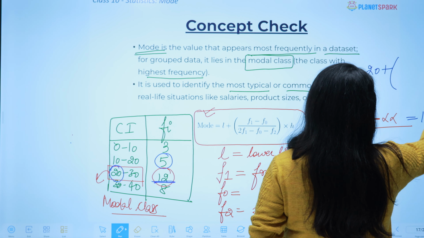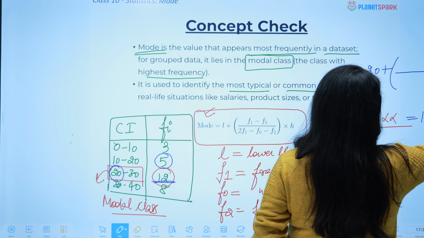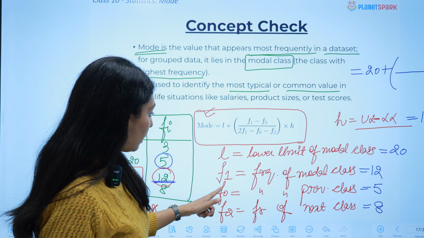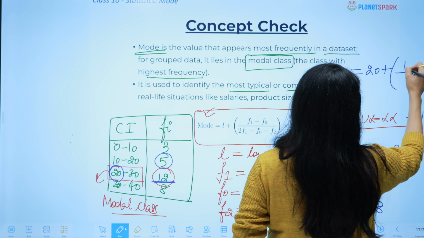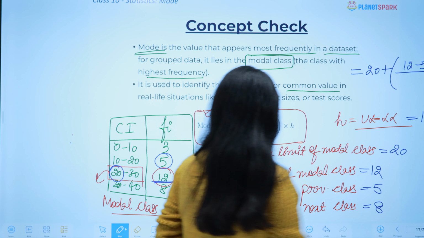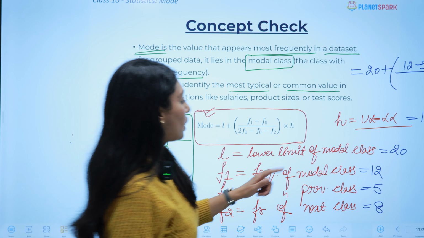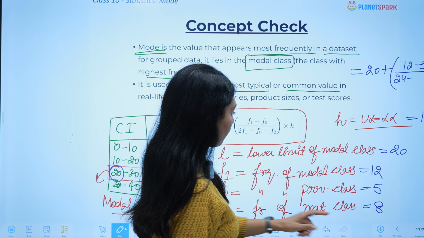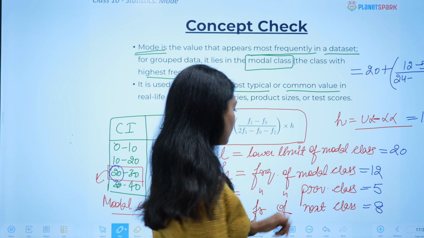Plus h is 10 here, multiply with 10. F1 minus F0, F1 minus F0, 12 minus 5. 2 times F1, 2 times 12, 24, minus F0 minus F2, minus 5 minus 8.